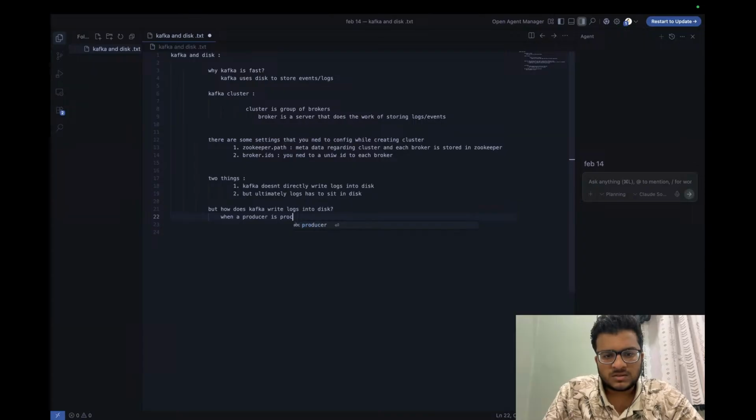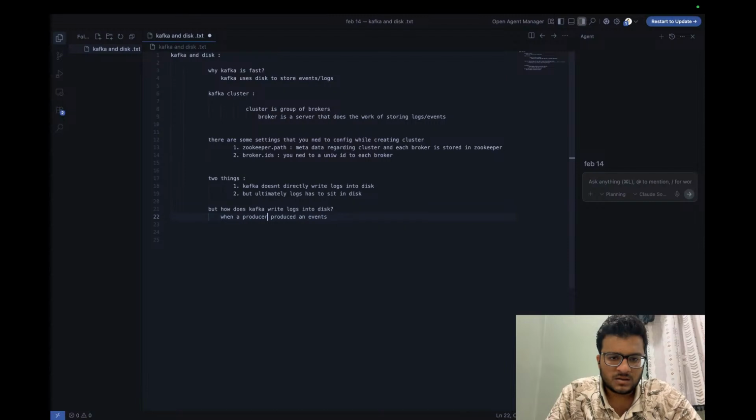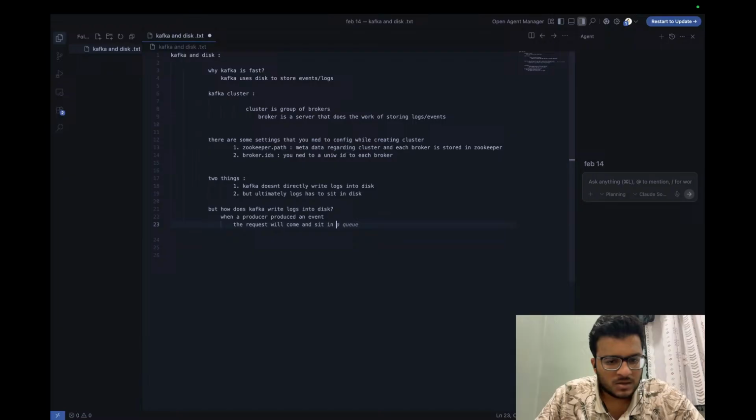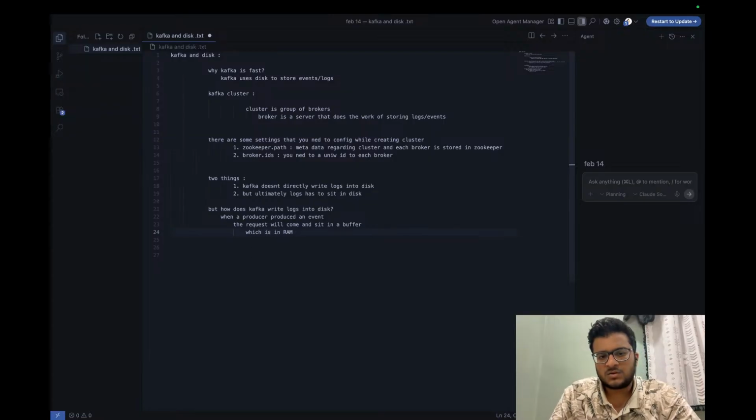When a producer produces an event, the request will come and sit in a buffer, which is in RAM.